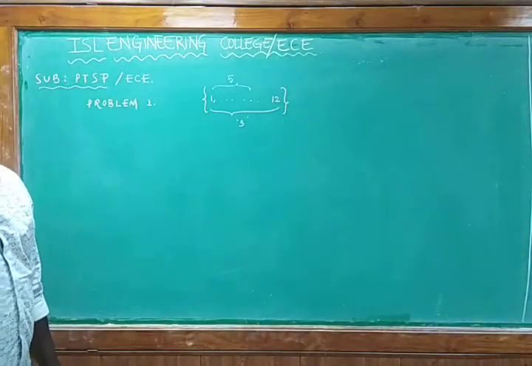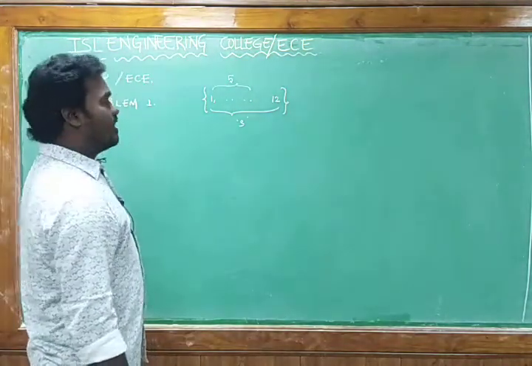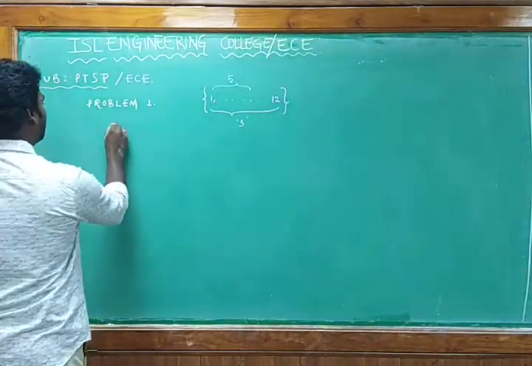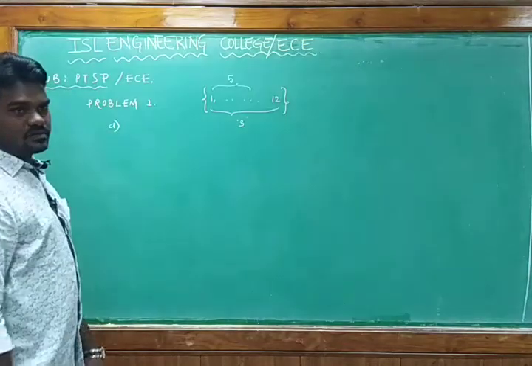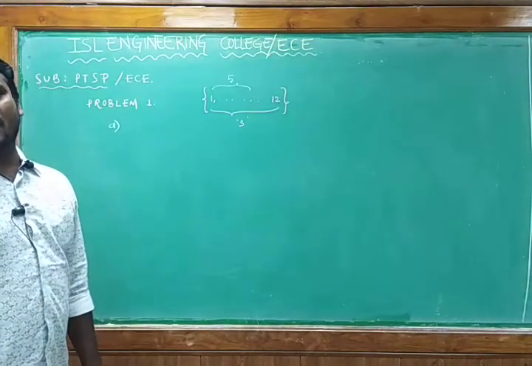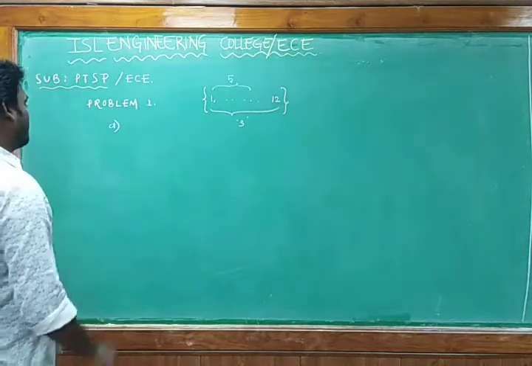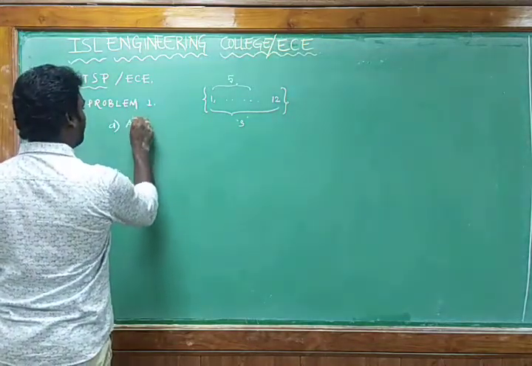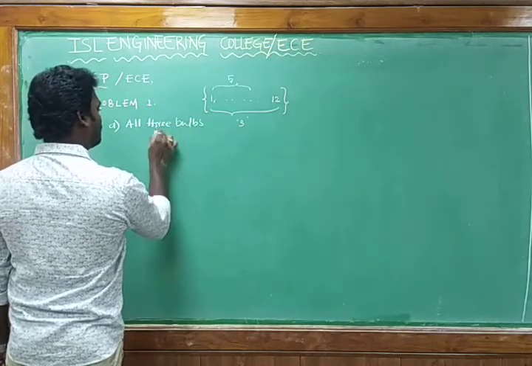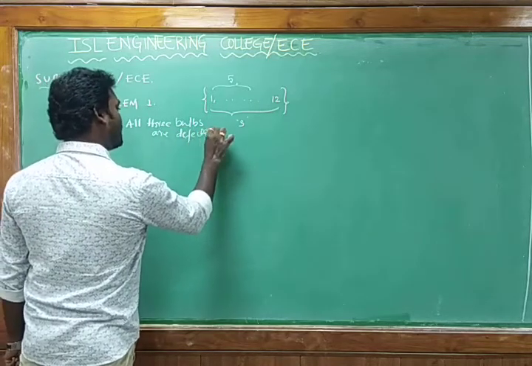The first question is: if we choose 3 bulbs out of 12 bulbs, what is the probability that all 3 bulbs are defective? All the 3 bulbs are defective.